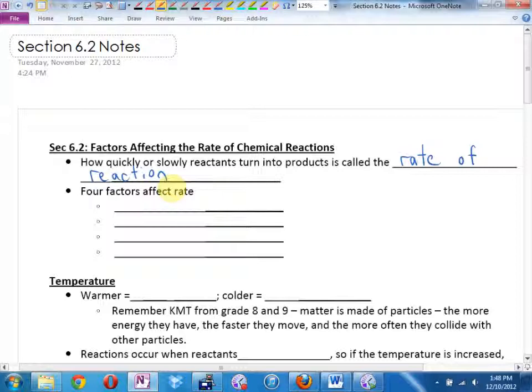There are 4 factors that affect rate. Again, Jessica, I'm lying. In Science 10, there are 4 main factors that affect rate. There are others, but for now.